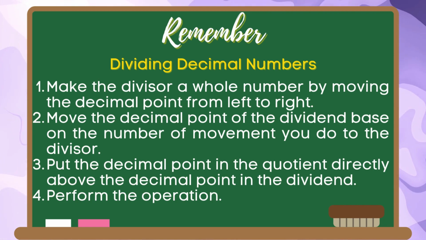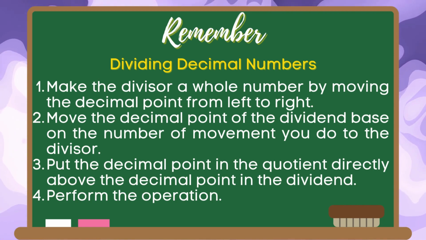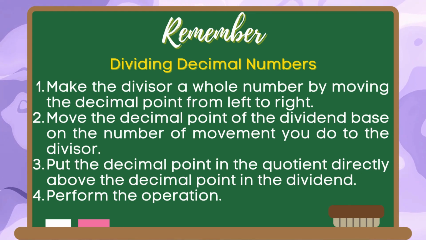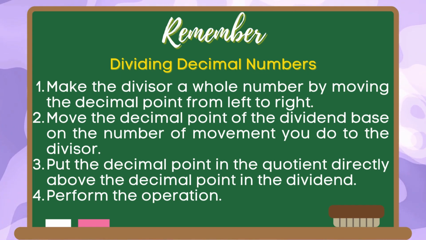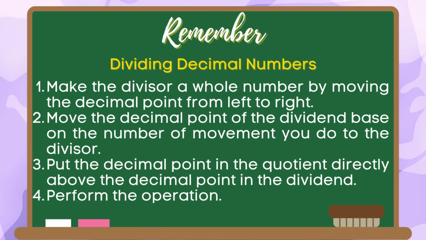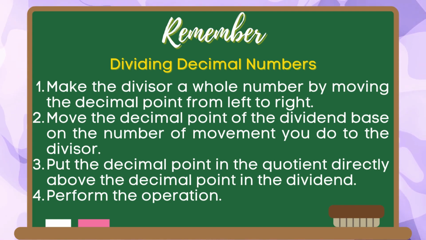Remember, to divide decimal numbers, here are the steps to follow. First, make the divisor a whole number by moving the decimal point from left to right. Second, move the decimal point of the dividend based on the number of movements you do to the divisor. Third, put the decimal point in the quotient directly above the decimal point in the dividend. And lastly, perform the operation.